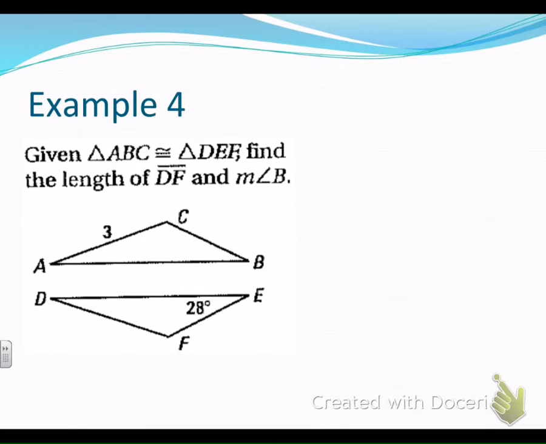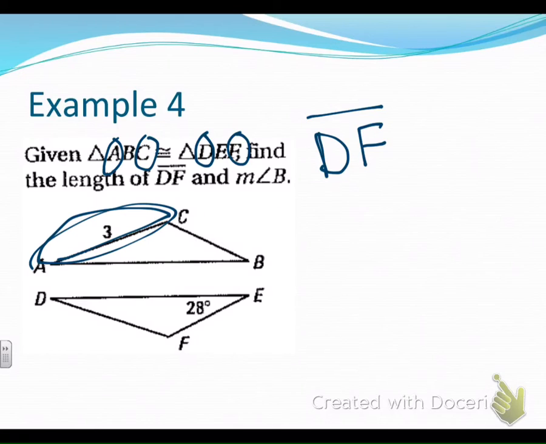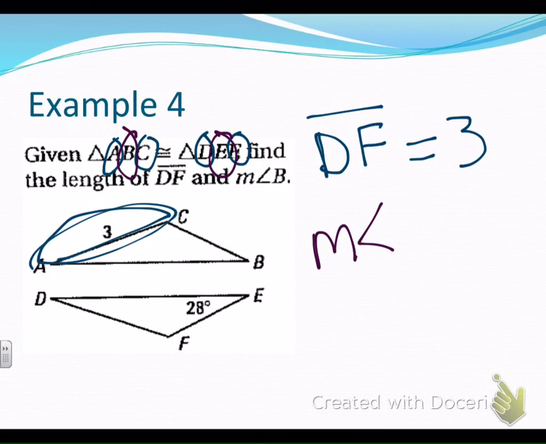Alright, last example. Given triangle ABC is congruent to triangle DEF, find the length of DF and the measure of angle B. We're looking for DF. DF is the first and the third, so is AC. AC we are given is 3, so DF is also equal to 3. Then we're looking for the measure of angle B. B's second listed, so is E. We're given E, and E is 28, so the measure of angle B is equal to 28.